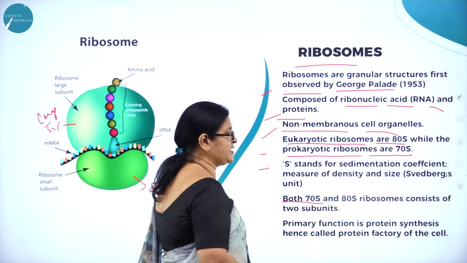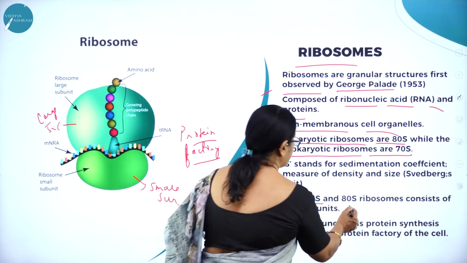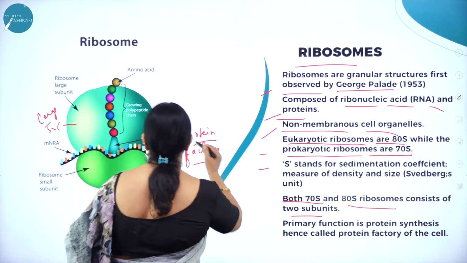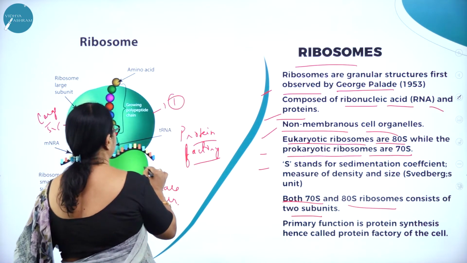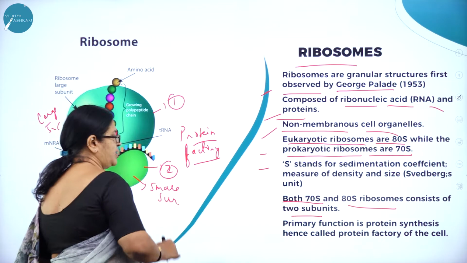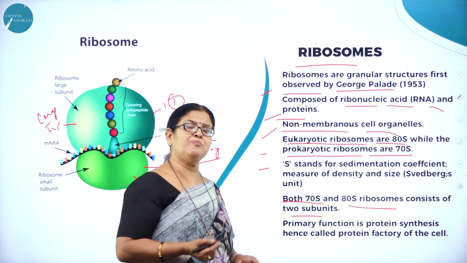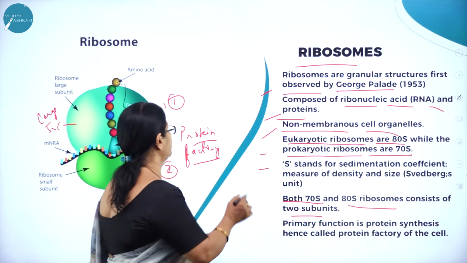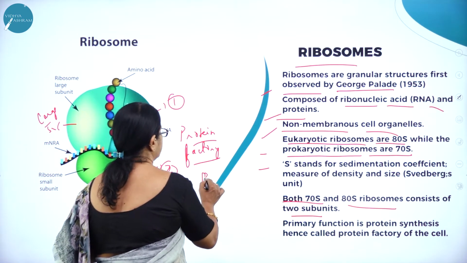Both 70S and 80S ribosomes consist of two subunits. Here you can see two subunits: this is one bigger subunit and this is the smaller subunit. The primary, very important function of the ribosome is protein synthesis.